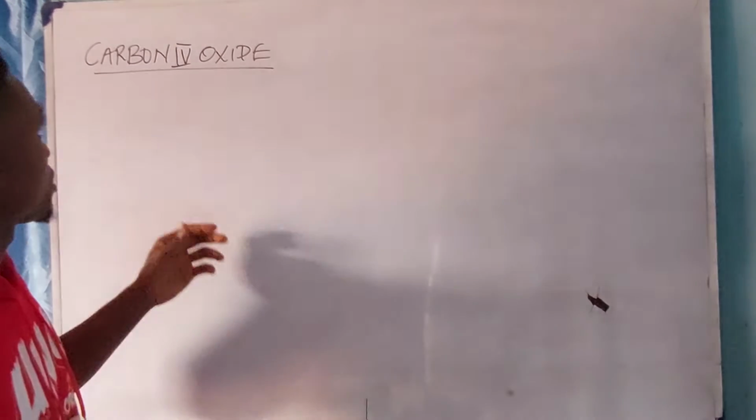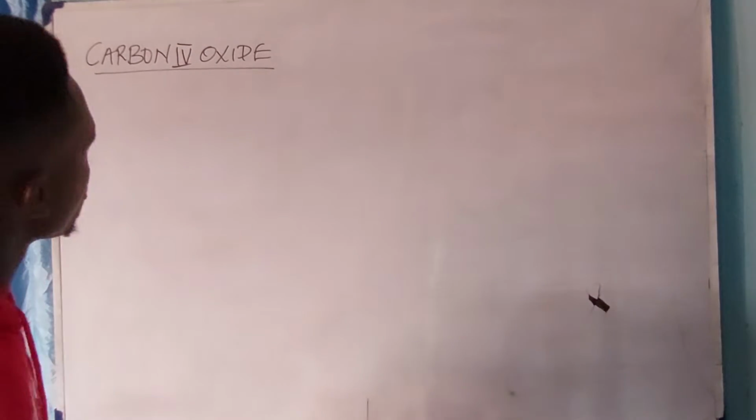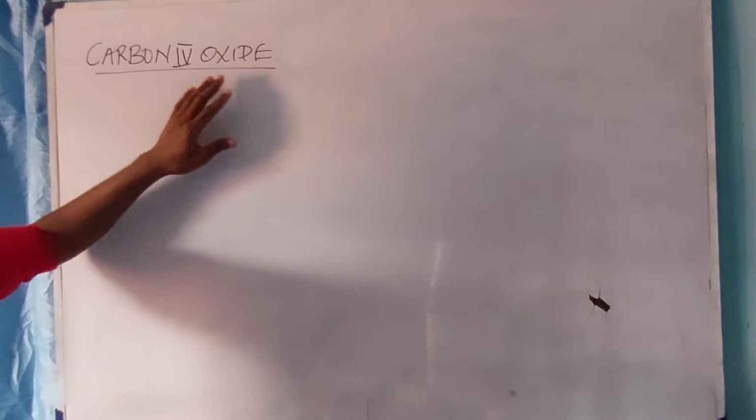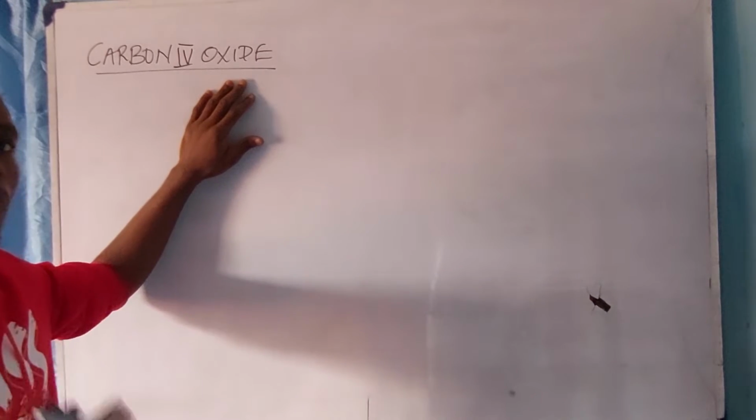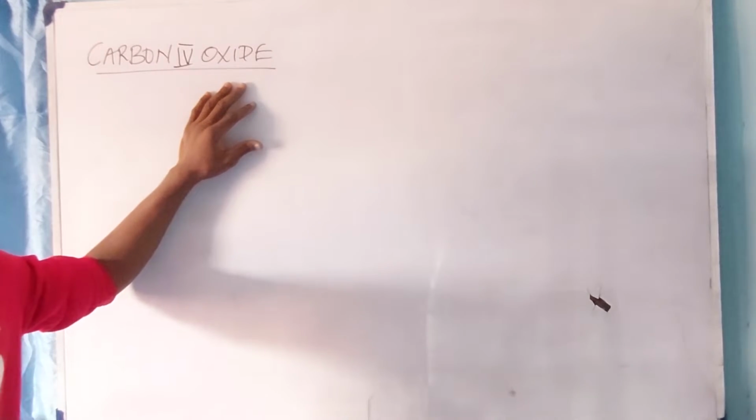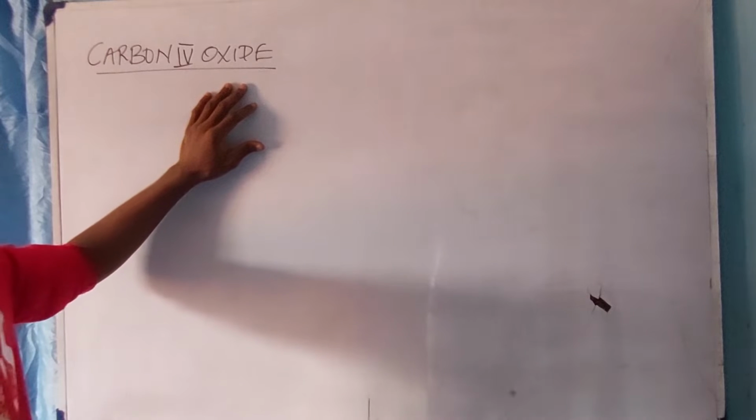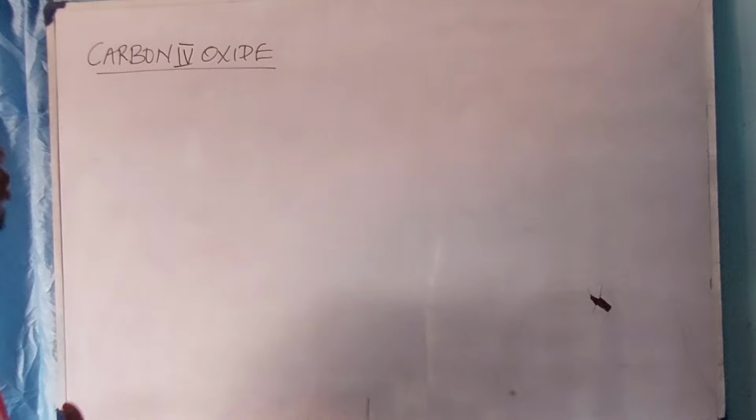Now we are still discussing carbon and its compound chemistry. We have on the board carbon 4 oxide. Carbon has two oxides, carbon 2 oxide and carbon 4 oxide. Carbon 2 oxide has been treated, and here we have carbon 4 oxide. Now let us do justice to it.